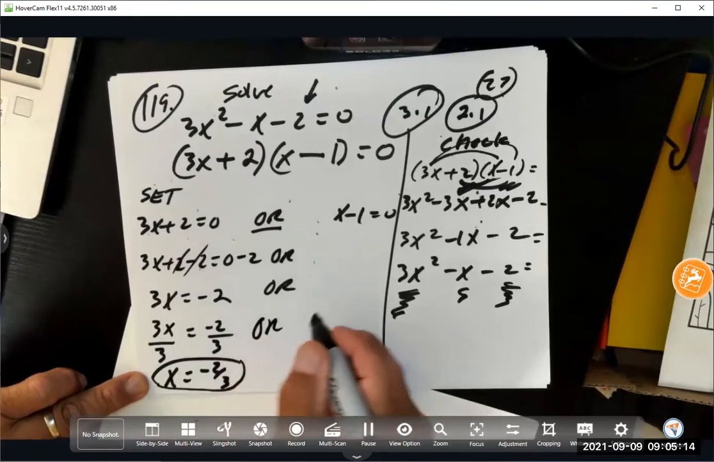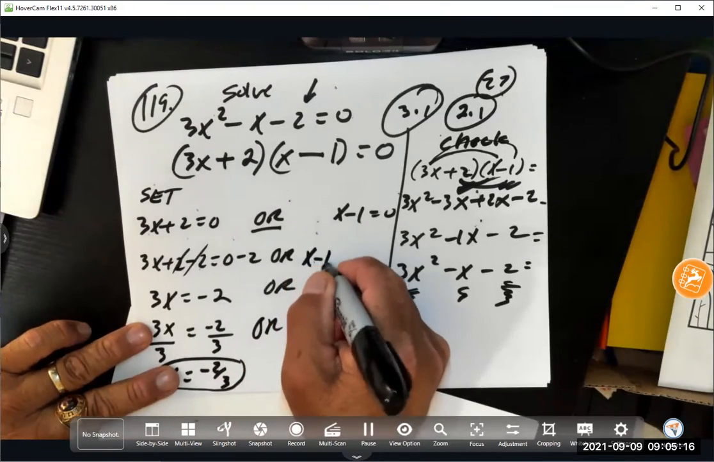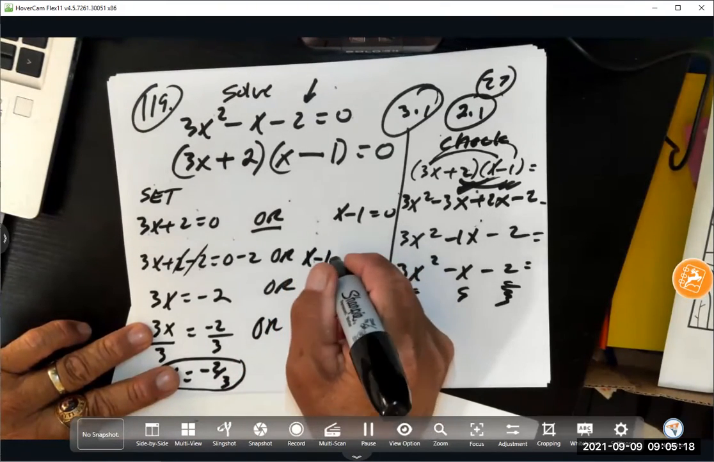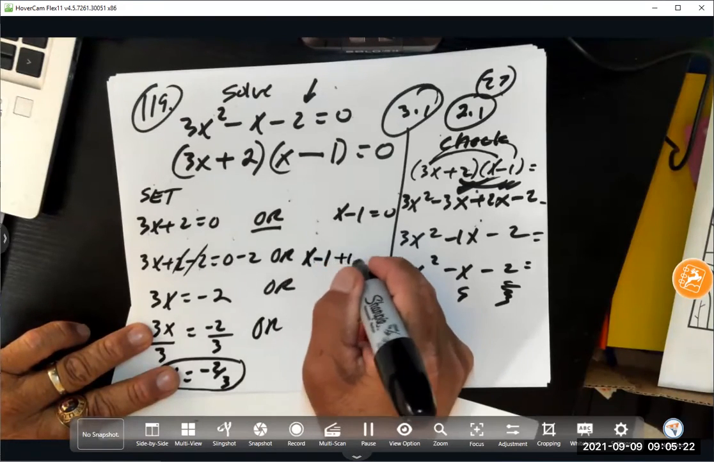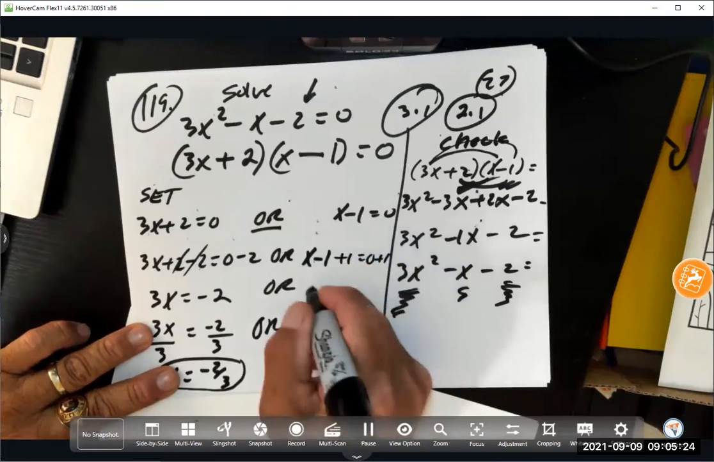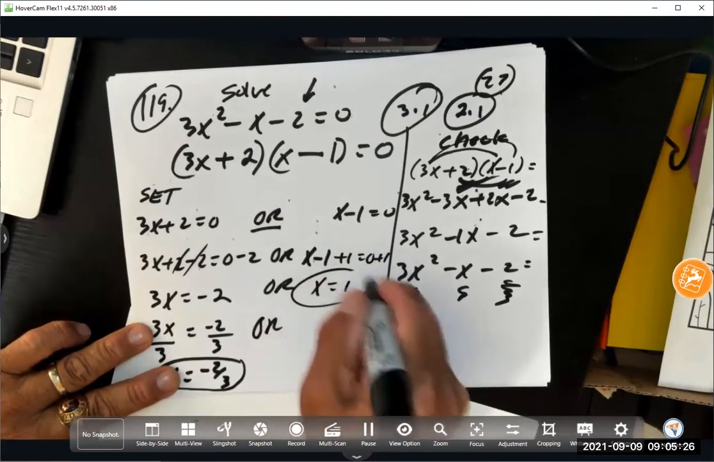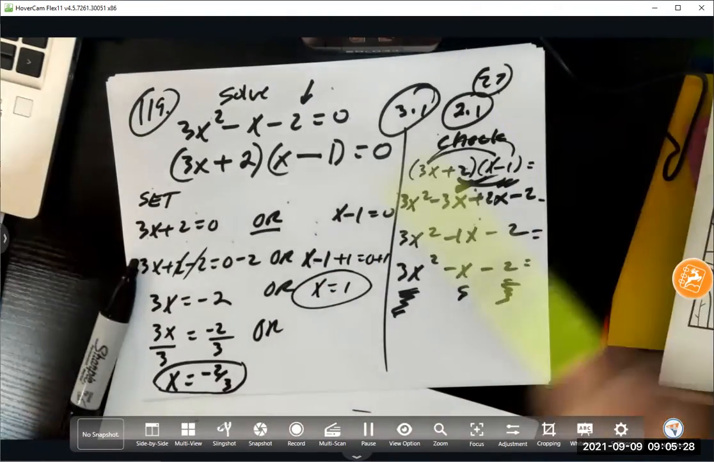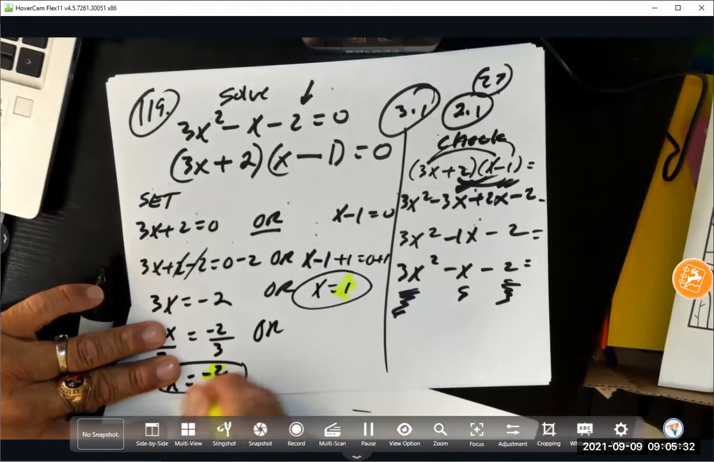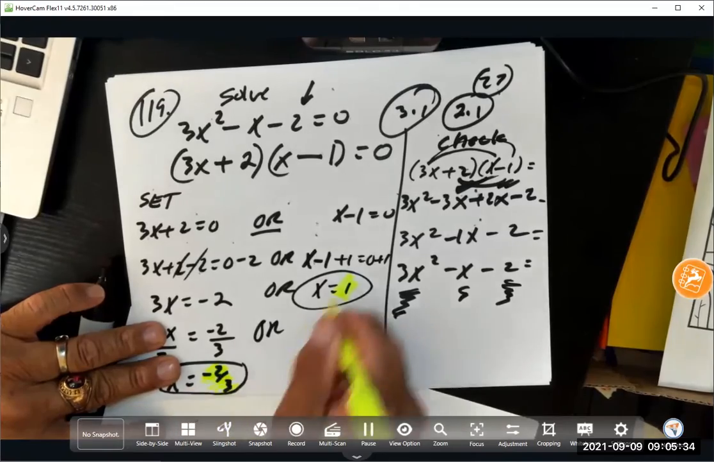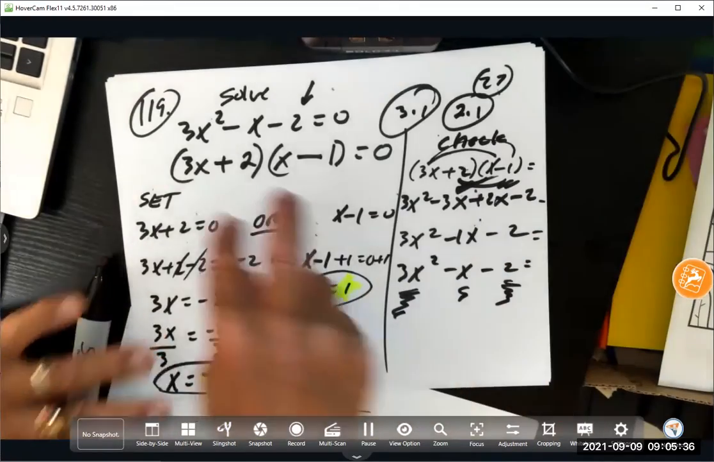Or over here, x minus 1, what do you do? Add 1. So x equals 1. So I have two answers. I have this answer. And I have this answer. Okay, so don't worry about this one because we're going to do more of these later. But that's how you do it.